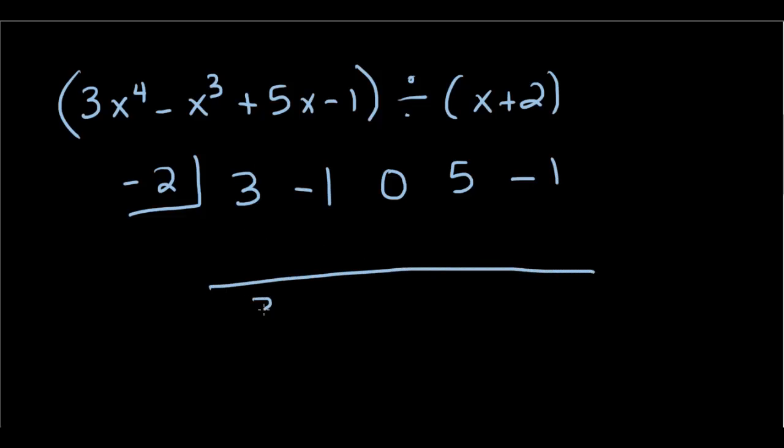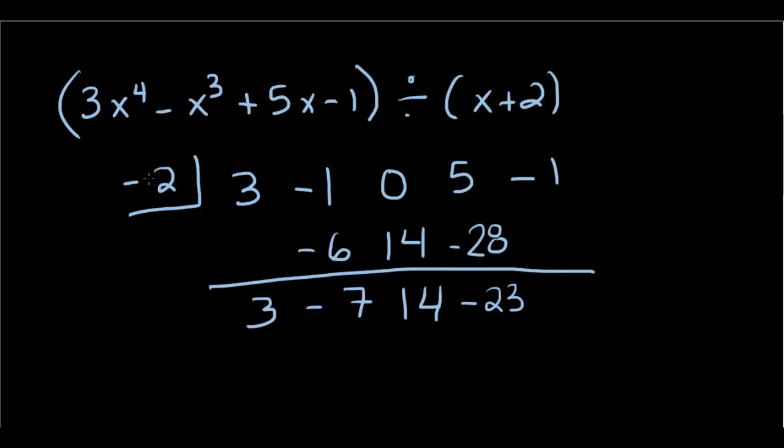I drop the 3. Negative 2 times 3 is negative 6. Negative 1 minus 6 is negative 7. Negative 2 times negative 7 is positive 14. 0 plus 14 is 14. Negative 2 times 14 is negative 28. 5 minus 28 is negative 23. Negative 2 times negative 23 is positive 46. Negative 1 plus 46 is 45. This is the remainder.